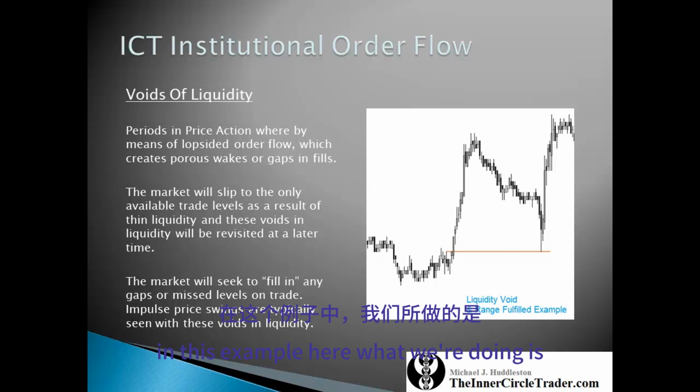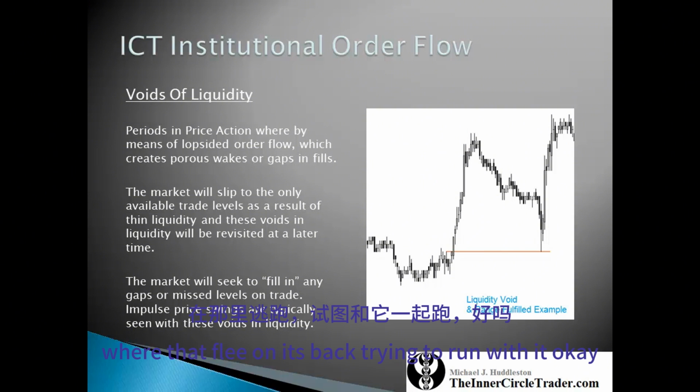In this example here, what we're doing is we're getting VIP pricing, and we're joining the big dog. We're that flea on its back trying to run with it, because that's the only way we're going to do it. We're too small and our legs are too short to keep up with them.